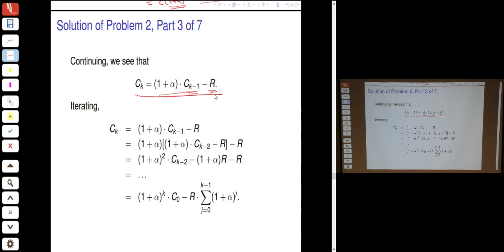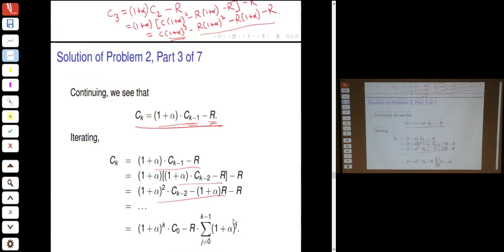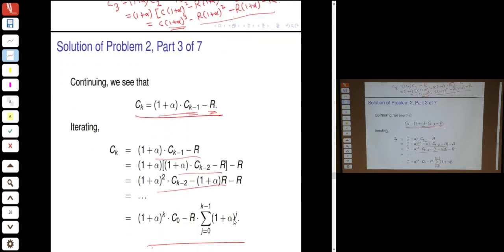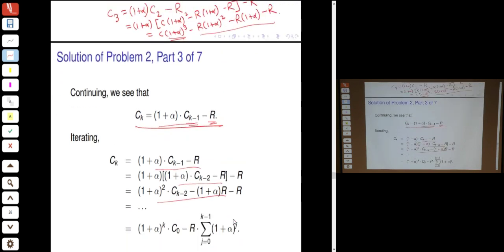So at the end of the kth month, you still owe the bank this amount, (1 + alpha)Ck equal to (1 + alpha) times Ck minus 1 minus R. Okay. And you just play the same game. So you keep on substituting and finally you will see that you get just the continuation of this formula.